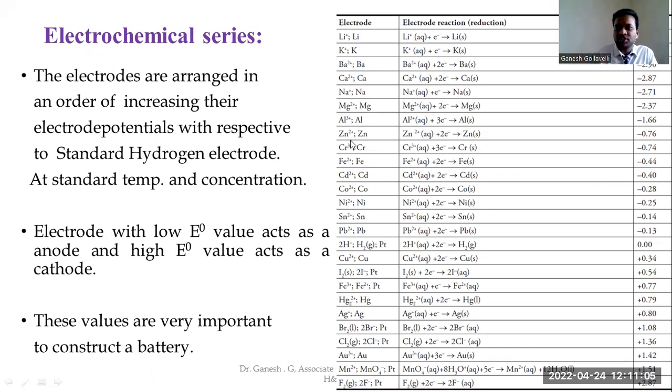Here you can see how Zn2+ takes 2 electrons and converts into zinc. During this chemical reaction, -0.76 volts is produced. This voltage is calculated with respect to the standard hydrogen electrode potential. So in order to construct a battery, these electrode potential values are very, very important.